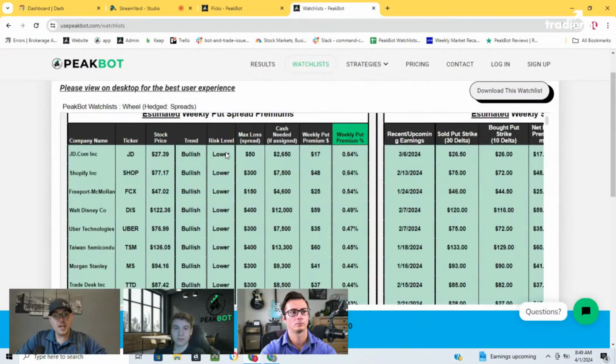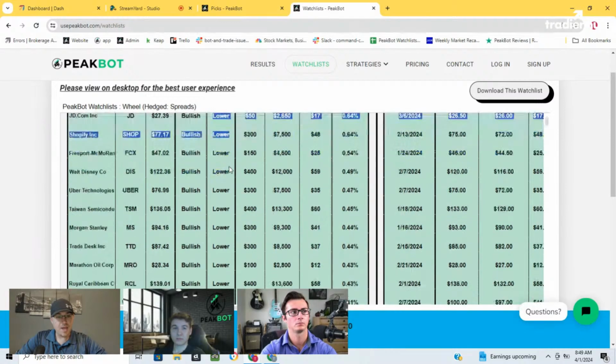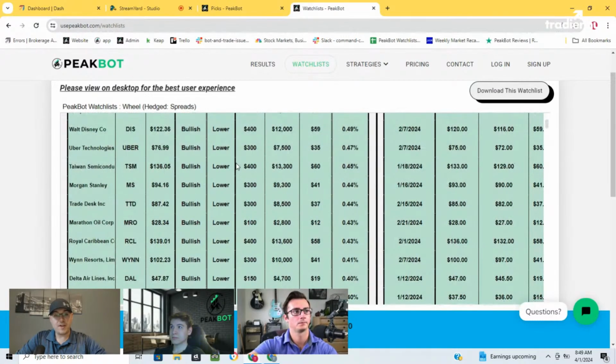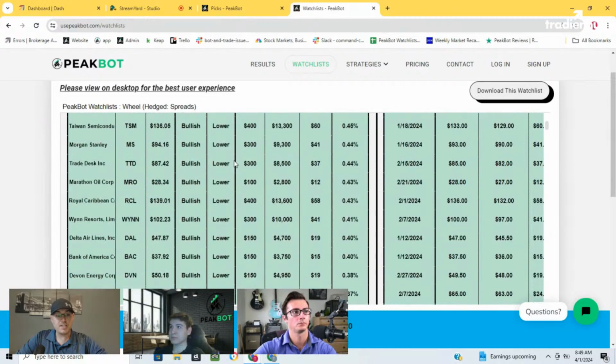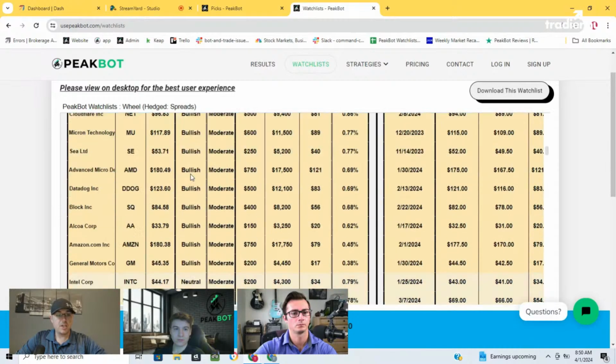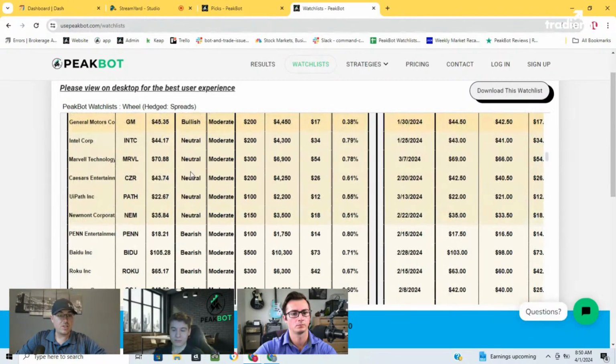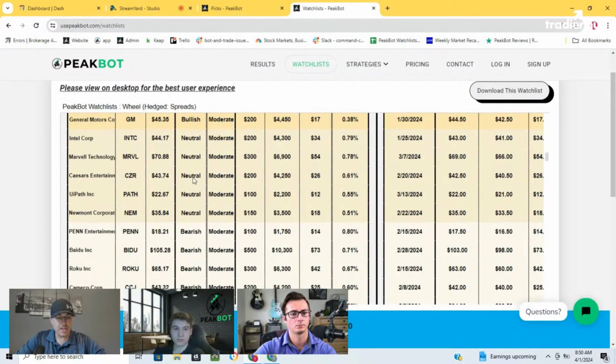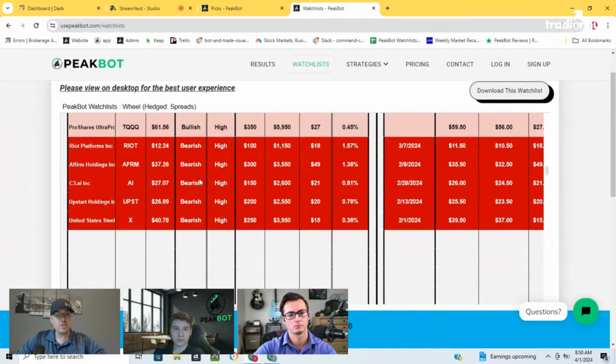So with trend spread, our trend is based on the 67-day EMA, with a couple other factors. If it's showing bullish, that bot is going to trade with the trend and sell a put credit spread. If you see neutral, then it's going to trade an iron condor. And if it's bearish, it's going to sell a call spread, so a call credit spread. So it trades with the trend.